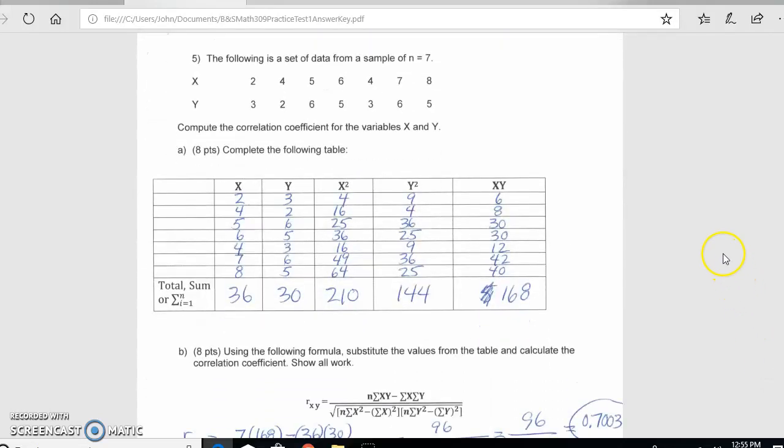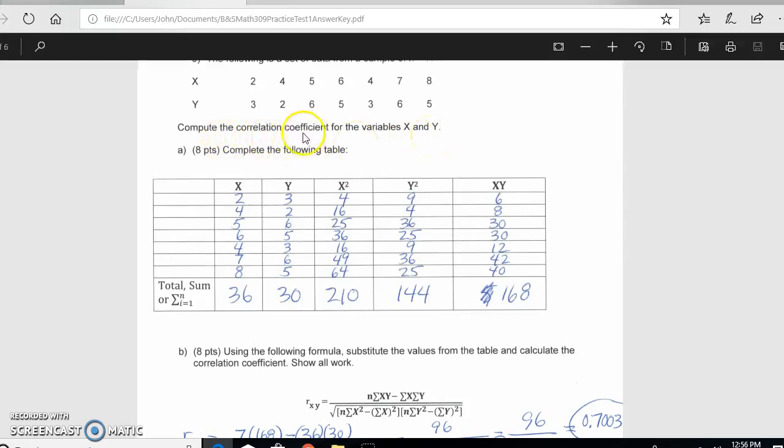This is practice test number 1, problem number 5, and we have a set. The following is a set of data from a sample of n equal to 7. And so we have 7 data points for x and y. And we are asked to compute the correlation coefficient for the variables x and y. And in order to compute that correlation coefficient, we're going to have to fill out this following table.